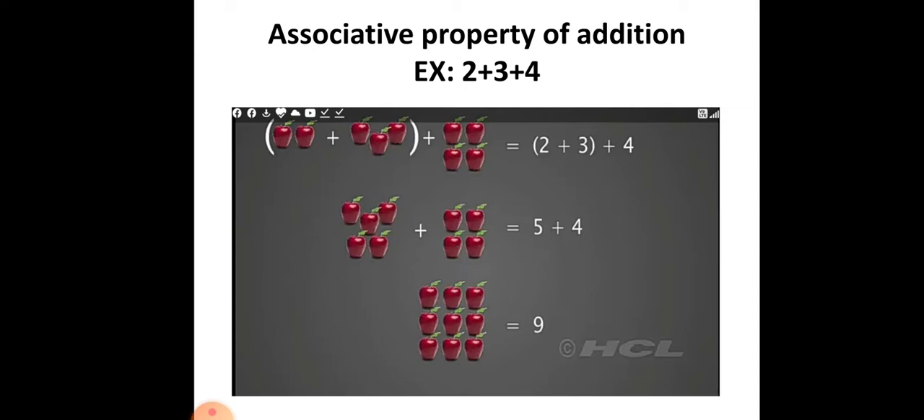When more than two numbers are to be operated upon by any operation like addition, subtraction, multiplication and division, this property helps us in deciding which two numbers are operated first, so that the calculation becomes easier. This is the associative property. Now, associative property of addition. For example, addition of three whole numbers: 2 plus 3 plus 4.